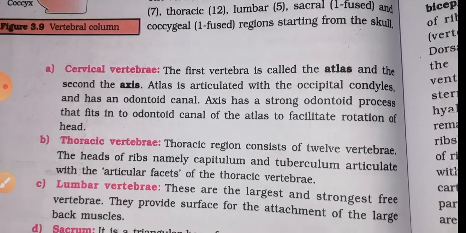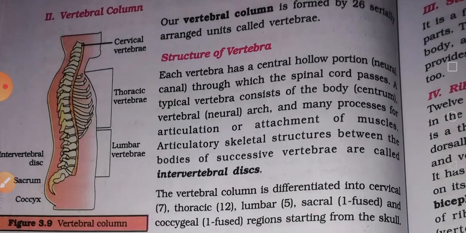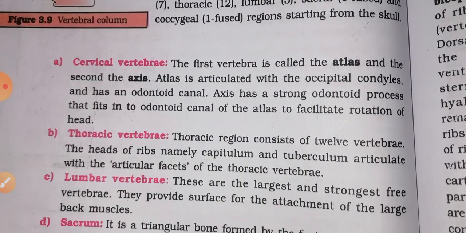Next one is the cervical vertebrae. The first vertebra is called the atlas and the second one is the axis. Atlas articulates with the occipital condyles. Axis has a strong odontoid process and fits into the atlas to facilitate the rotation of the head. With the help of the atlas and axis only, we can easily move the head up and down, back and front. So the first one is known as the atlas, the second one is the axis. This is the cervical vertebra, the neck region.